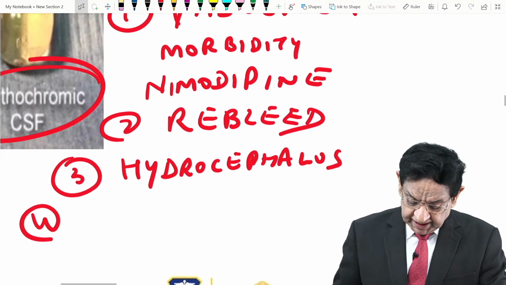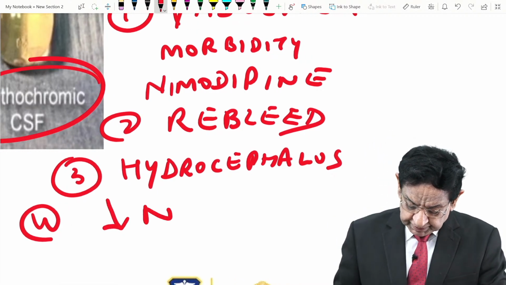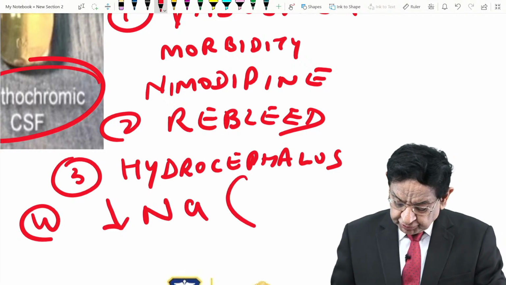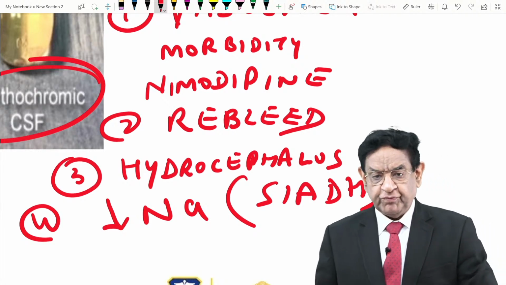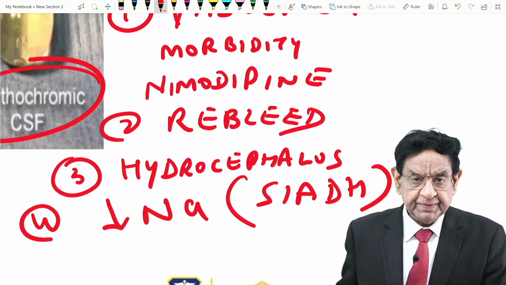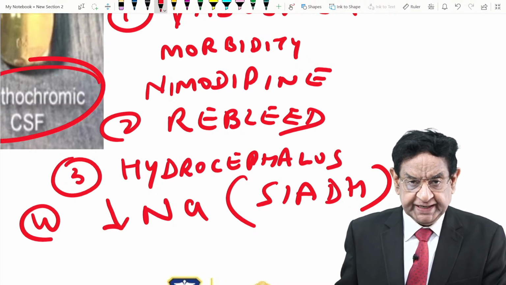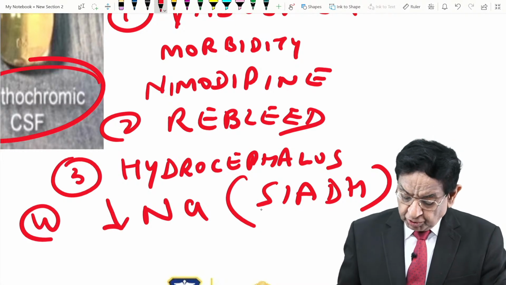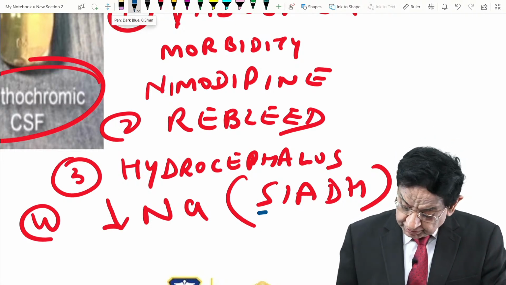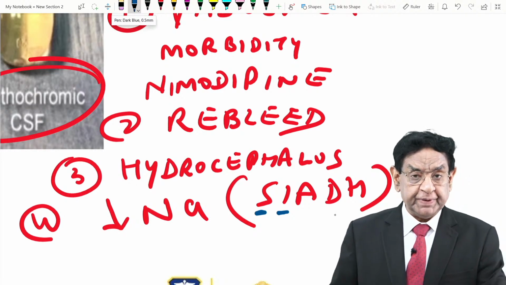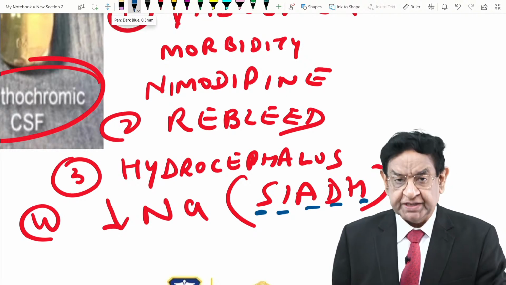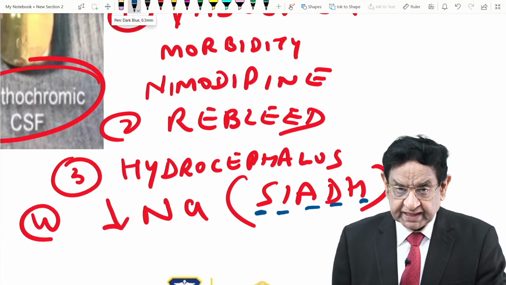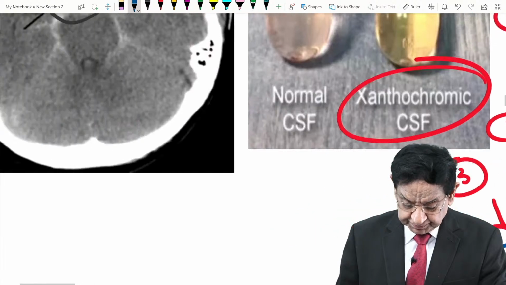The answer is hyponatremia. Low sodium, this is due to SIADH. Full form is syndrome of inappropriate secretion of ADH. Excess of water is reabsorbed by ADH, and that leads to hyponatremia.